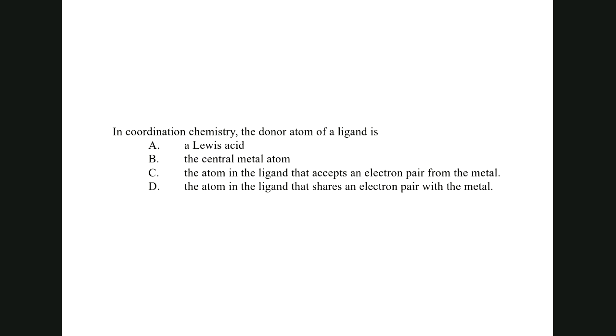All right, from most of your answers, everyone was picking D, and I also saw it in the chat. So right, the donor atom of a ligand, and let's use a generic ligand as an example. We'll use ammonia, where the donor atom is nitrogen. It's not a Lewis acid. Remember, a Lewis acid accepts electrons. Ligands are Lewis bases, right? It's not the central metal ion. That will be the Lewis acid, the central metal ion.